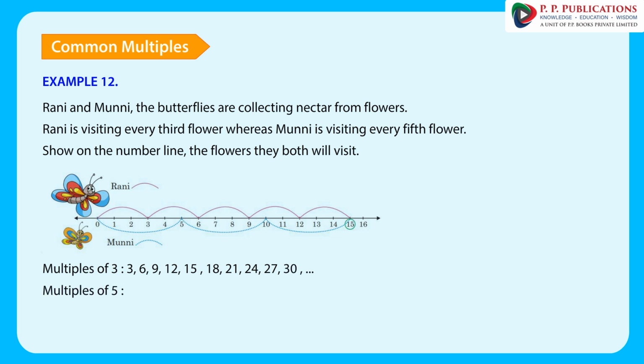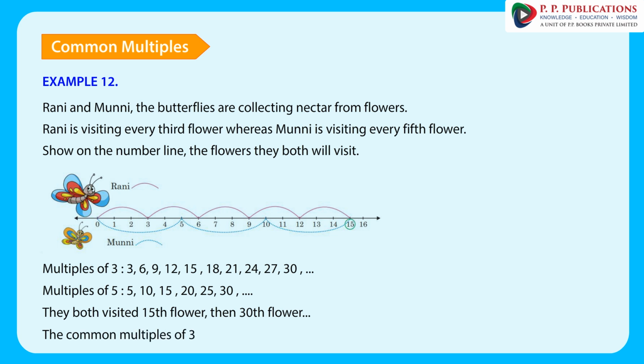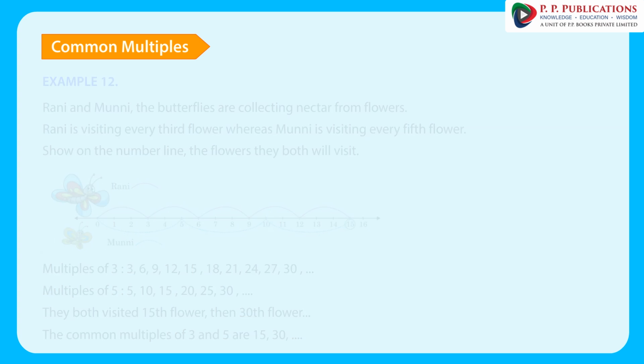Multiples of 5: 10, 15, 20, 25, 30 and so on. They both visited the 15th flower, then the 30th flower. The common multiples of 3 and 5 are 15, 30 and so on.